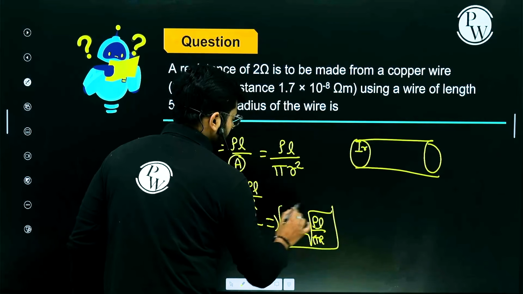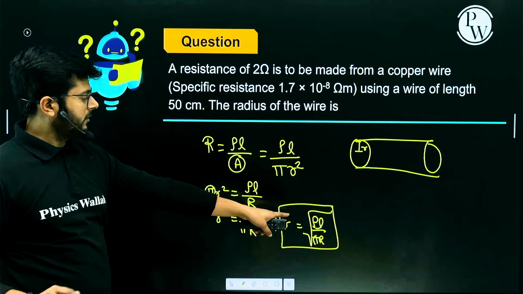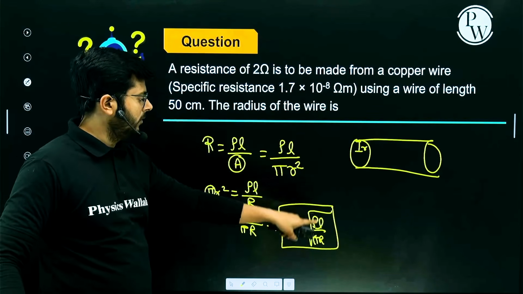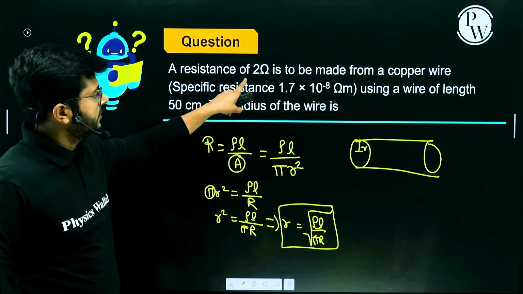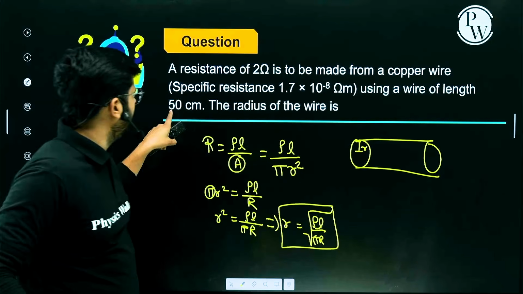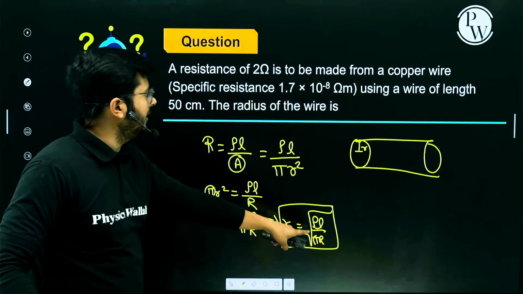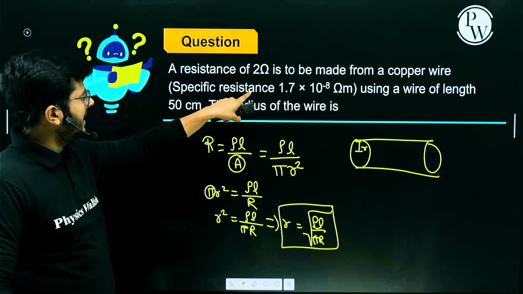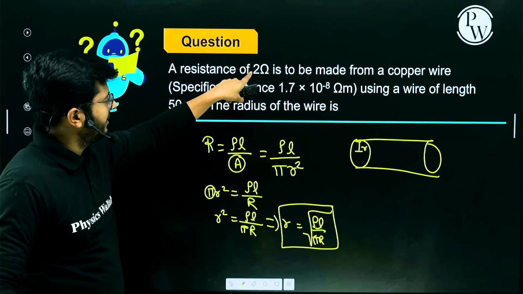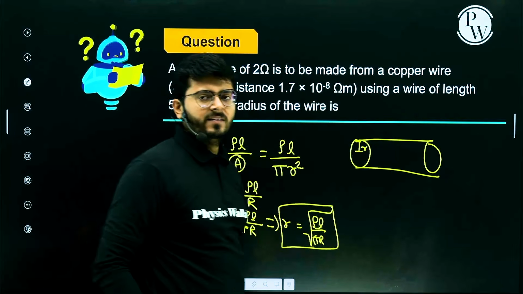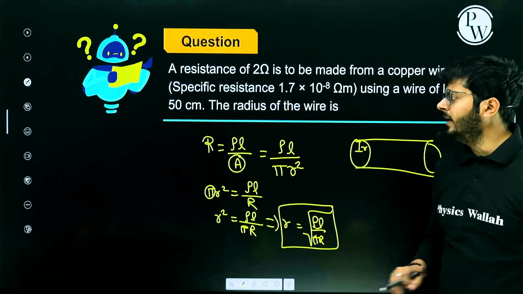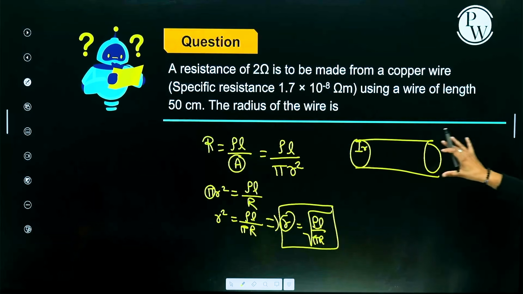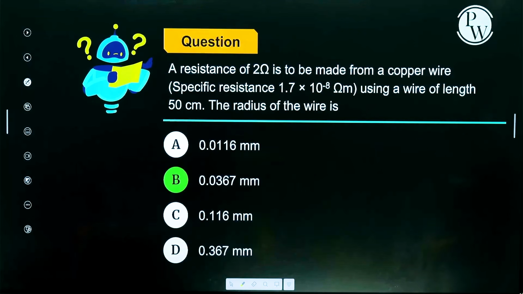So I believe the idea is very clear. Just place the value of rho over here, the specific resistance. Just put the value of length, which is given in the question. The length of the wire is 50. The value of pi you can put approximately 3, and the value of R you can put as the resistance of the wire, 2 ohm. Just put the values, this is for you, and you can solve it. You will get the value of radius of the wire that will be needed to make this wire.